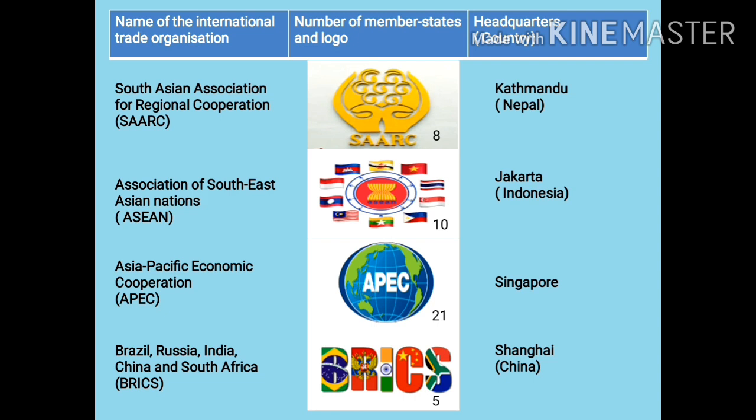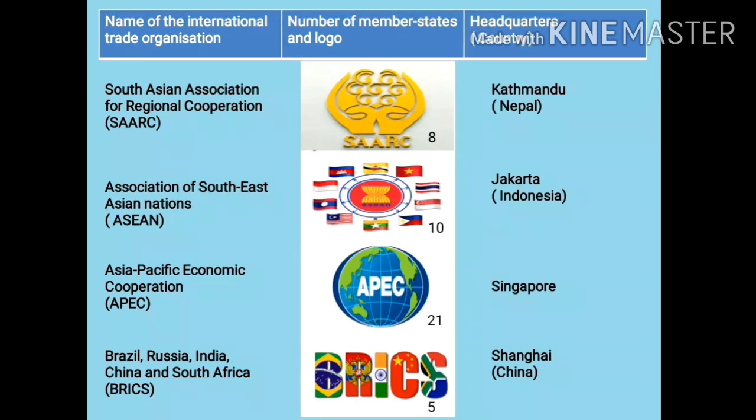The next organization is Association of Southeast Asian Nations. The headquarters is in Jakarta, Indonesia. And its function is expanding social and cultural harmony along with economic growth in Southeast Asia and promoting regional peace.